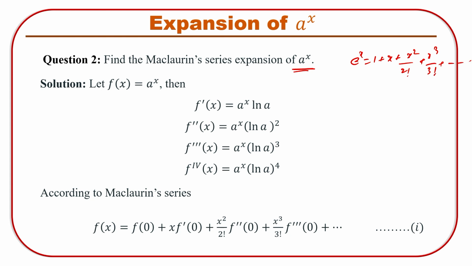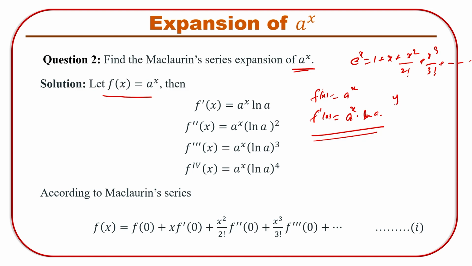Now we are interested in finding out the Maclaurin series expansion of the function a^x. So let the function a^x be given and we have to find the different derivatives. So f(x) equals a^x. The first derivative f'(x) is nothing but a^x into ln a. We have done this one, right? And how have we done this?